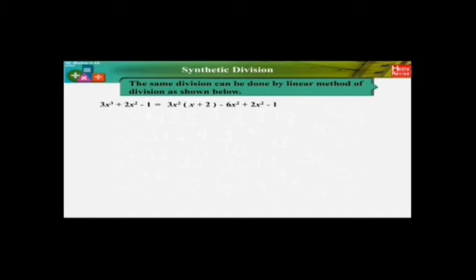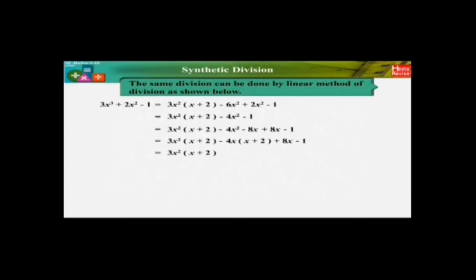3x cubed plus 2x square minus 1 is equal to 3x square times x plus 2 minus 6x square plus 2x square minus 1, which can be written as 3x square times x plus 2 minus 4x square minus 1, which is equal to 3x square times x plus 2 minus 4x square minus 8x plus 8x minus 1, which is equal to 3x square times x plus 2 minus 4x within bracket x plus 2 plus 8x minus 1, which is equal to 3x square times x plus 2 minus 4x times x plus 2 plus 8x plus 16 minus 16 minus 1, which is equal to 3x square times x plus 2 minus 4x times x plus 2 plus 8 within bracket x plus 2 minus 17.